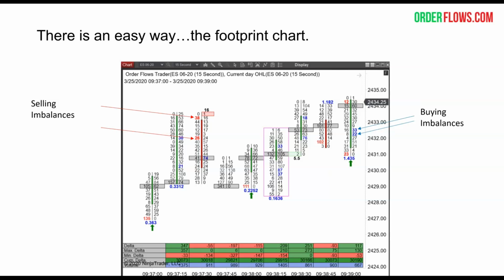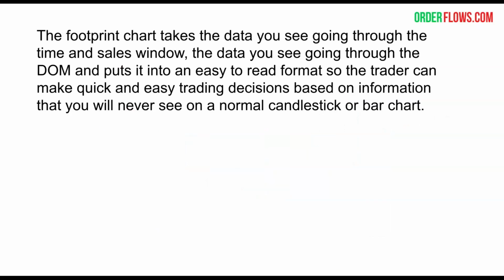Now remember, it's a two-way auction, so you're going to compare it diagonally, not horizontally. And you're going to be looking for those areas of the imbalances. The imbalances measure the two-way auction and look for imbalances between what was traded on the bid versus what was traded on the offer. So, imagine taking all the data you see going through on a time and sales window.